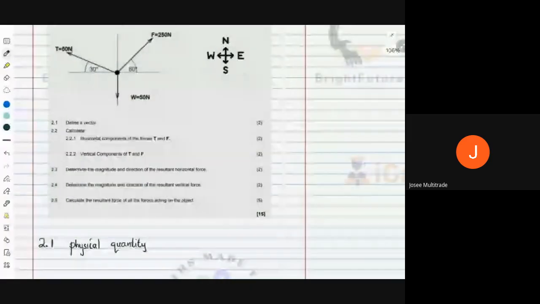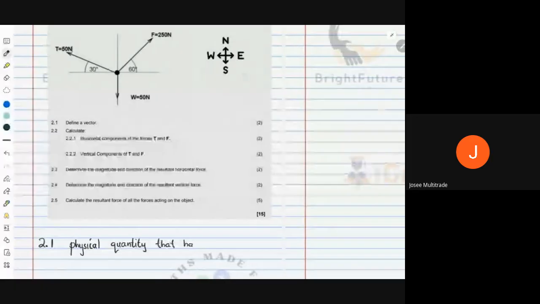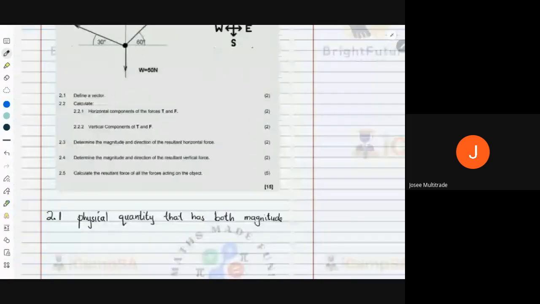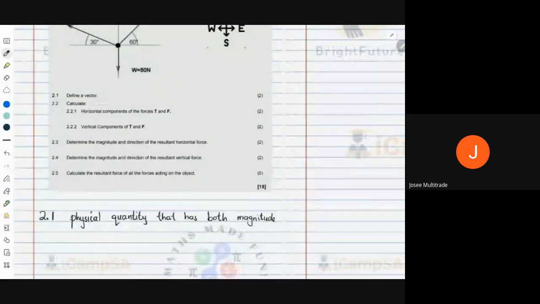And then physical quantities that has both magnitude. Remember, we said the magnitude of a vector is represented by, if you check a vector it's just an arrow, it's represented by the length of the arrow. So that's why I'll show you in this diagram. Hopefully they did what I want. Let me see, magnitude and direction.